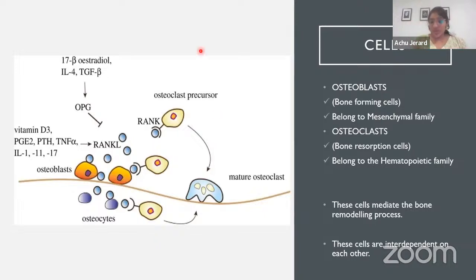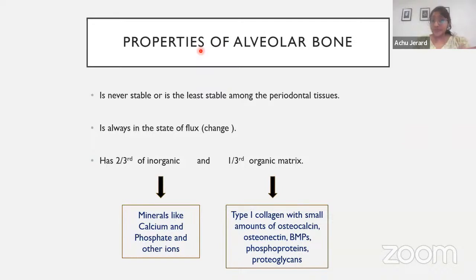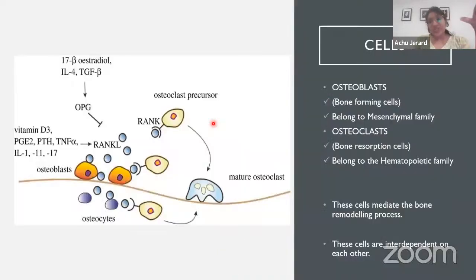When we talk about the properties of alveolar bone, we said it is in a revolving state or a state of flux. Continuously it changes. There is bone formation, bone deposition, happening continuously. There are cells that play the key role in this process of formation as well as bone resorption. Osteoblast and osteoclast are the two cells. Osteoblasts are bone-forming cells. Osteoclasts are bone-resorbing cells, as you all know. They play a key role in this remodeling.